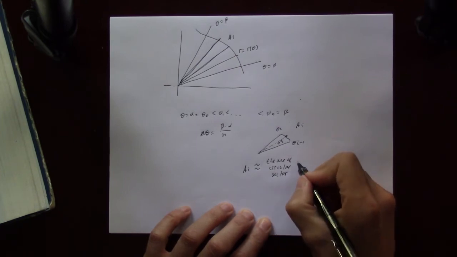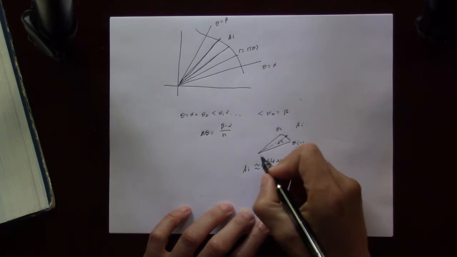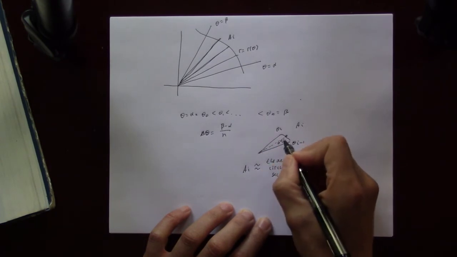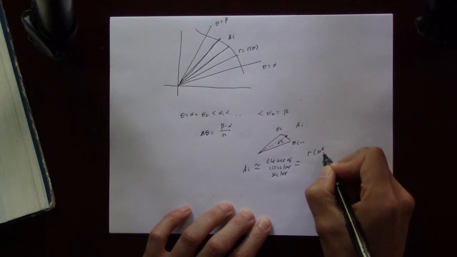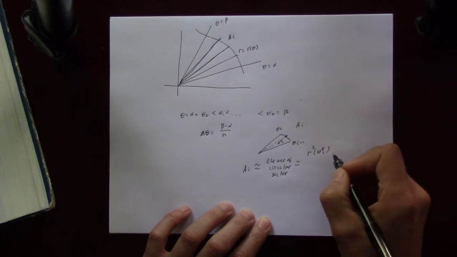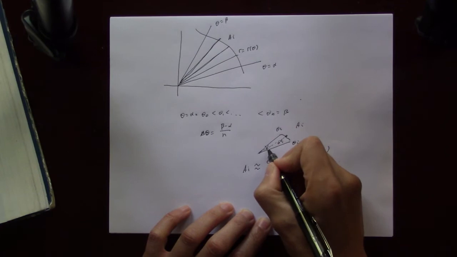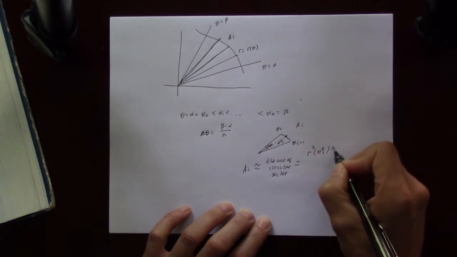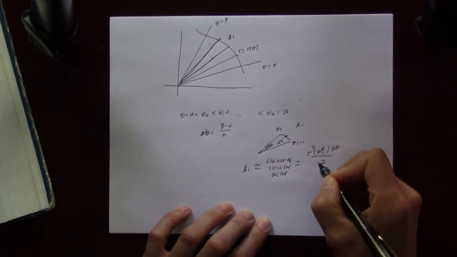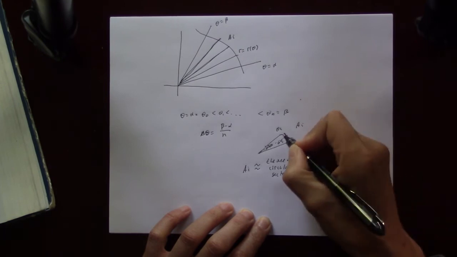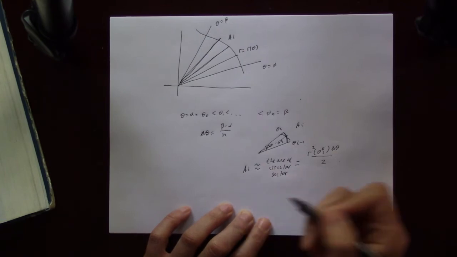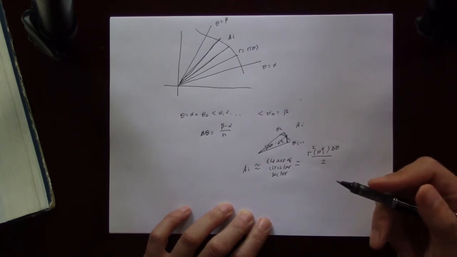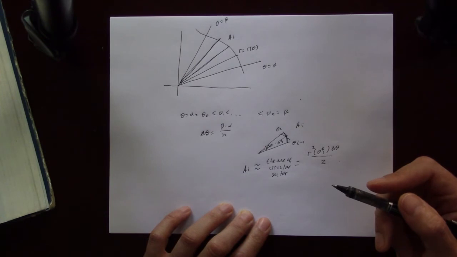And the area of a circular sector equals radius squared multiplied by angle divided by 2. The radius is going to be r of theta star i, and the angle is delta theta. So that is our approximation to the ith piece. Recall that the area of the circular sector equals r squared times the measure of the angle divided by 2.